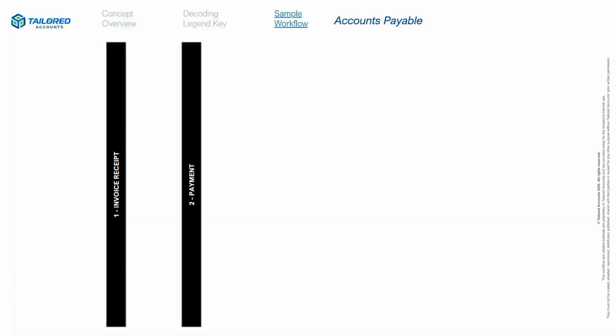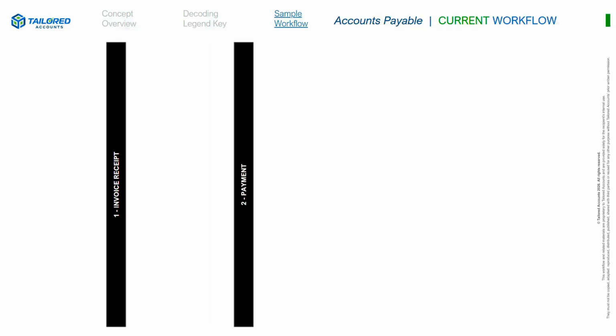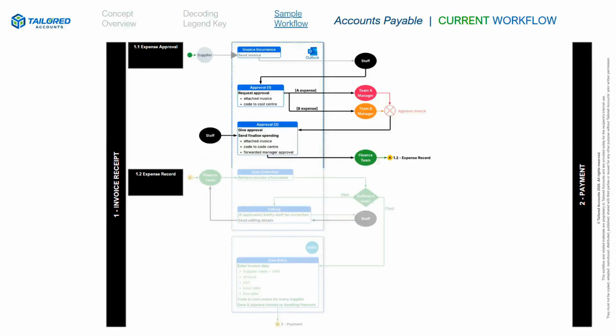At a high level, we divide accounts payable into 2 major stations: invoice receipt and payment. To demonstrate how Tailored Workflow transforms operations, we'll focus on the first half of the journey, invoice receipt. Invoice receipt is divided into 2 substations, expense approval and expense record. Expense approval begins with a supplier emailing an invoice to a staff member via Outlook platform. Staff then seek approval from Team A or Team B manager accordingly.